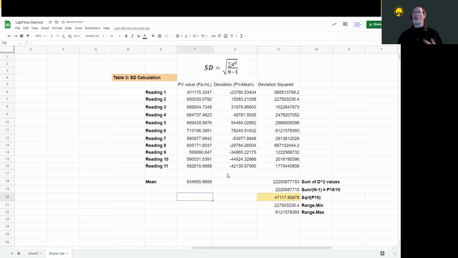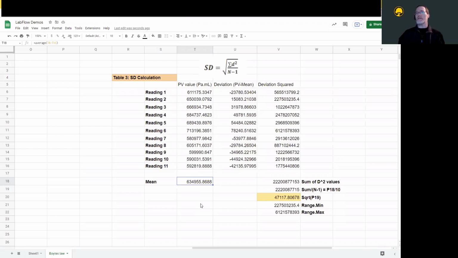So if I were reporting this set of data, like in a paper or at a conference or a presentation, I would say I had 634,955 was my calculated PV value with a standard deviation of 47,000. So that's saying my average is 634,000 and change, and my numbers all kind of fell within 47,000 of that. So that's reasonably okay. It's less than 10%. Most people would say that's reasonably okay.